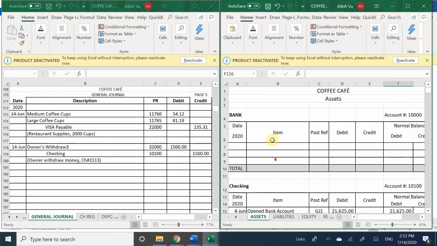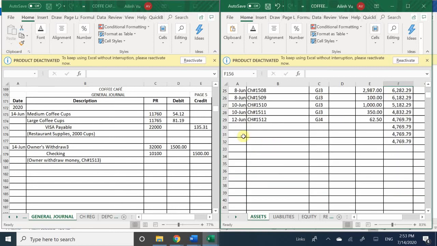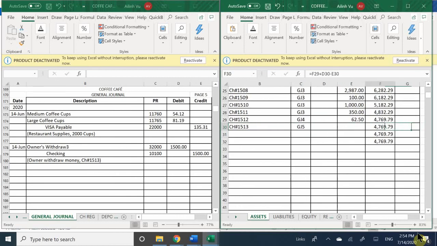Then we gotta go to our checking account because we wrote a check to Mr. Mason. So check number 1513, okay, which is going to be general journal number 5, and that's going to decrease our account, correct, by 1,500. And with that decrease, it's going to lower our checking account to $3,269.79.